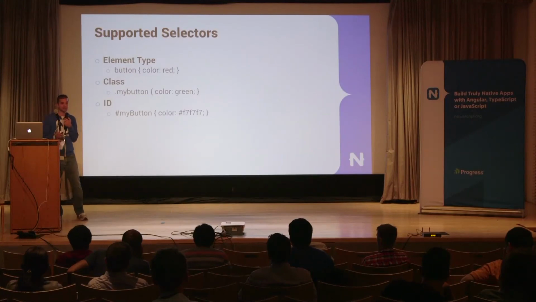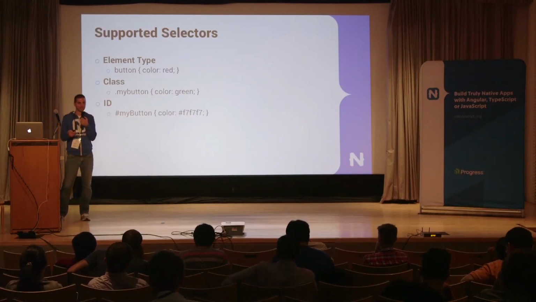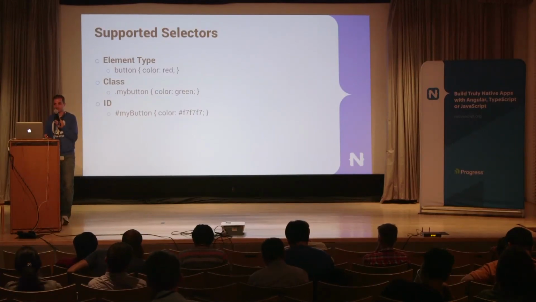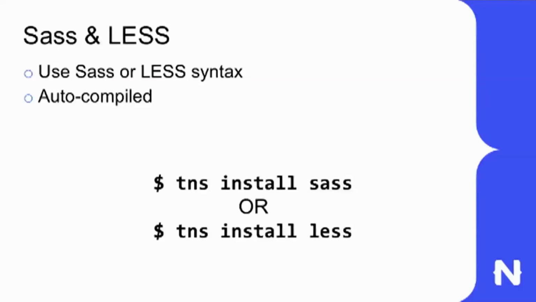And we support the same selectors you're used to using. So if you want to select all the buttons, it's just a button, right? If you want to select by class, it's the dot syntax. And if you want to select by ID, of course, it's the hash syntax. And if you're a Sass or a Less person, we support those out of the box as well. Just use the tns install function to install the Sass or Less plugins.